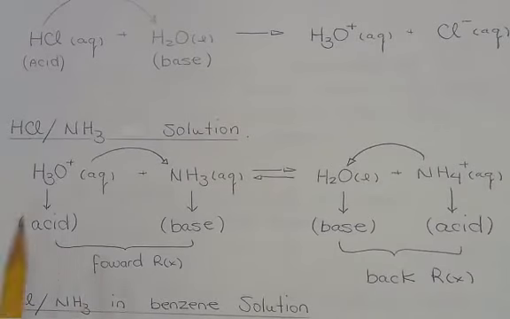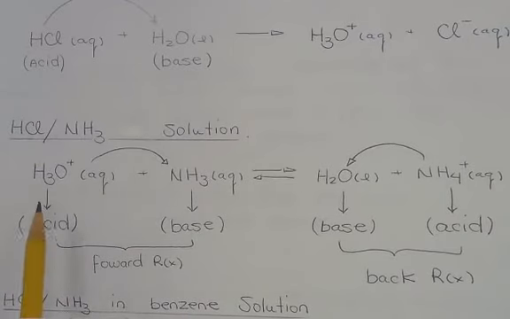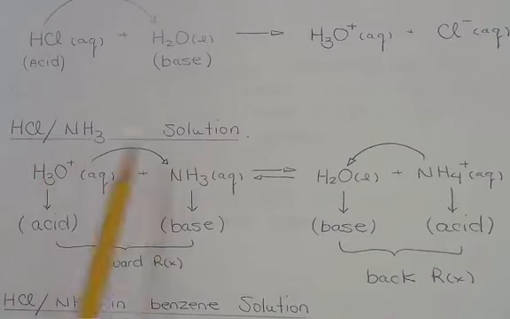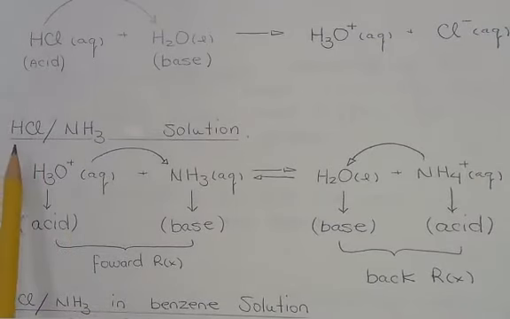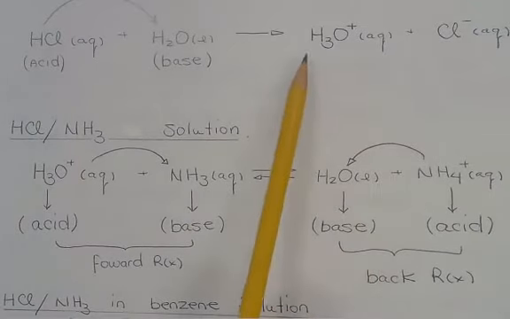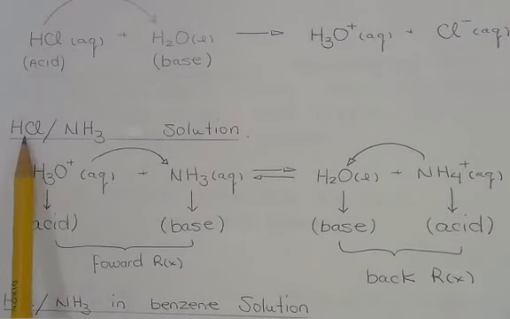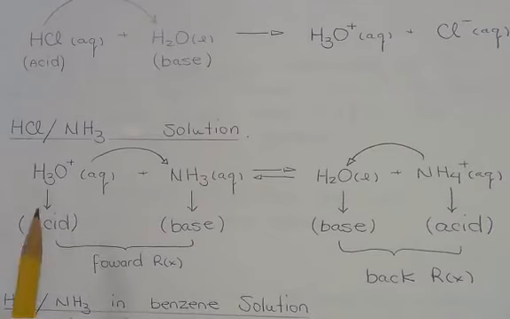So our second example is the reaction between HCl and ammonia in aqueous solution. Well, we've already seen that HCl is a strong acid, so as soon as it goes into solution, I essentially get H3O+. So I'm going to use that as my starting material. Essentially, this reaction goes all the way to the right.